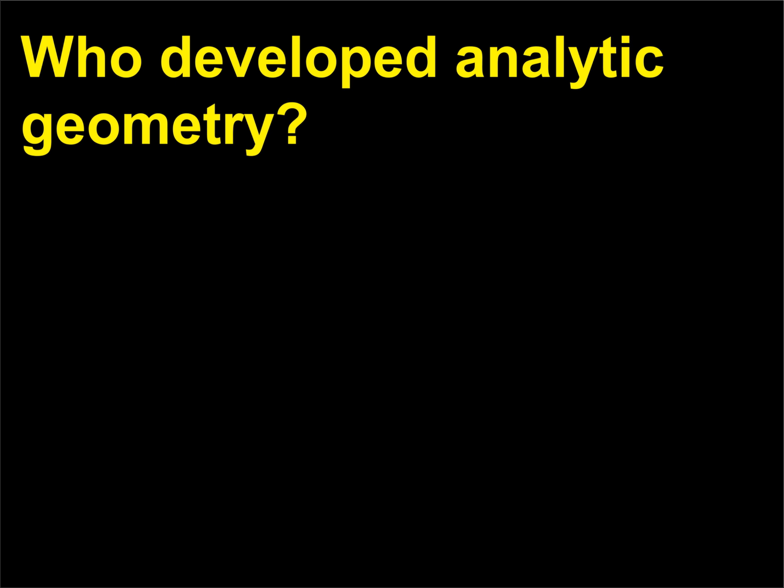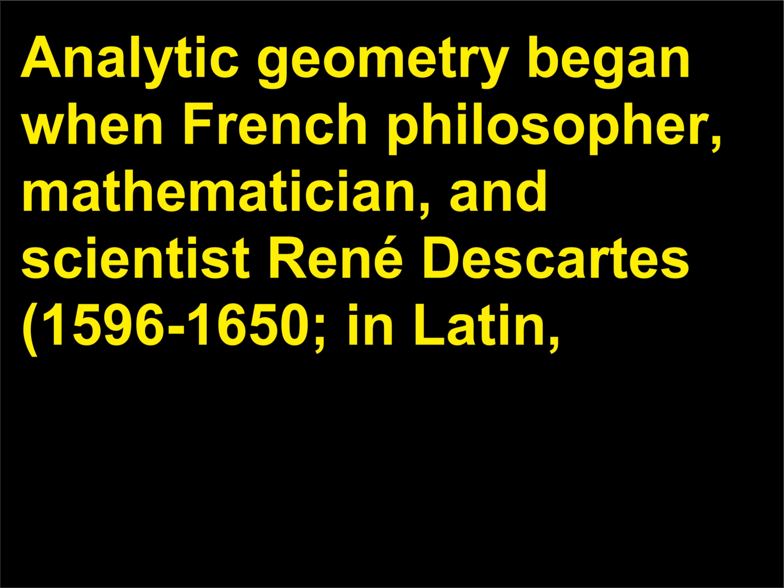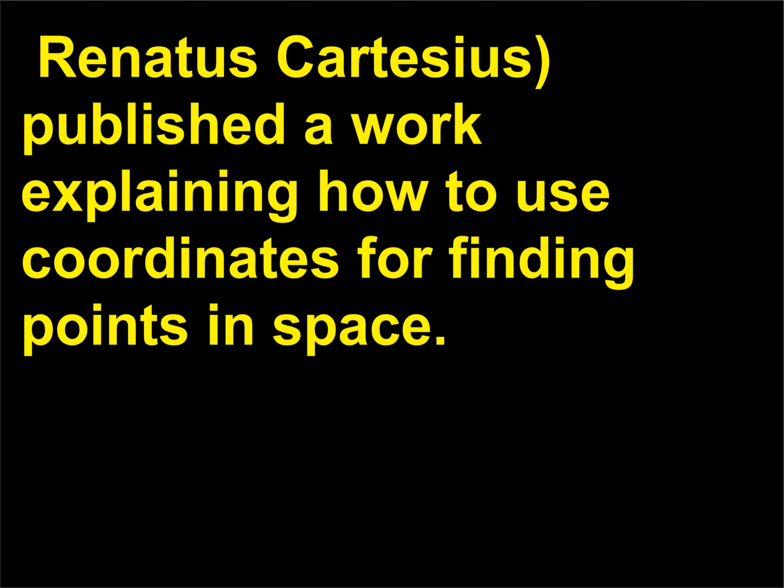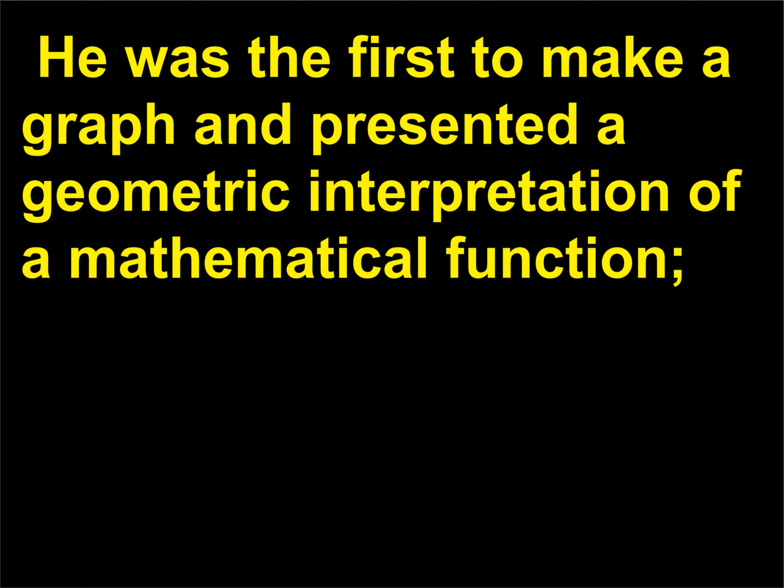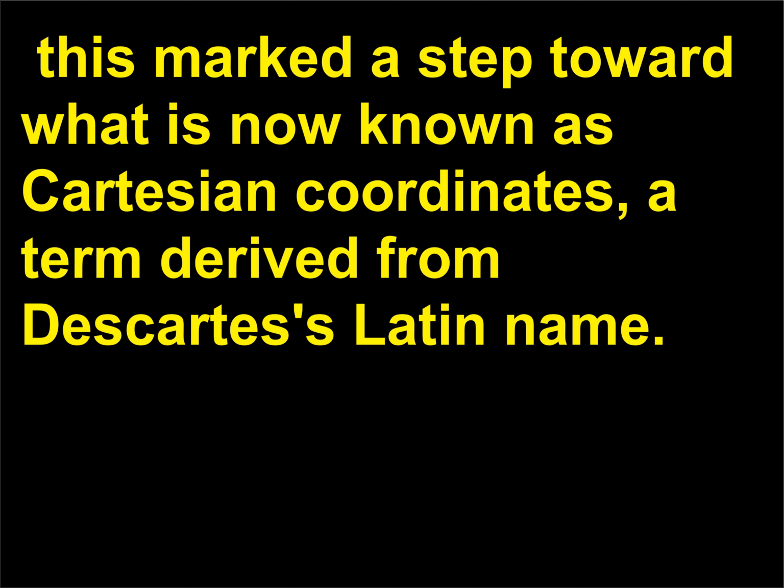Who developed analytic geometry? Analytic geometry began when French philosopher, mathematician, and scientist René Descartes, 1596–1650, published a work in Latin explaining how to use coordinates for finding points in space. He was the first to make a graph and presented a geometric interpretation of a mathematical function. This marked a step toward what is now known as Cartesian coordinates, a term derived from Descartes' Latin name.